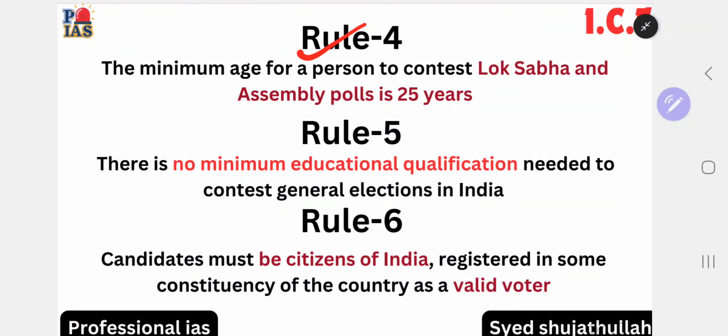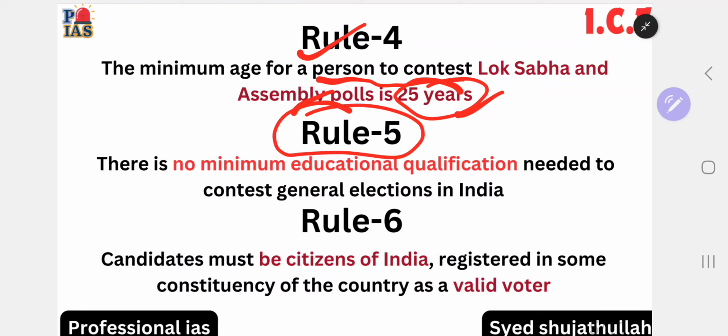Now let us see rule number 4. The minimum age for a person to contest for Lok Sabha or Assembly polls is 25 years. Whether you want to contest MLA seats or MP seats, the Assembly or Lok Sabha, you have to have completed the age of 25 years. Okay. Rule number 5. There is no minimum educational qualification needed to contest general elections in India.